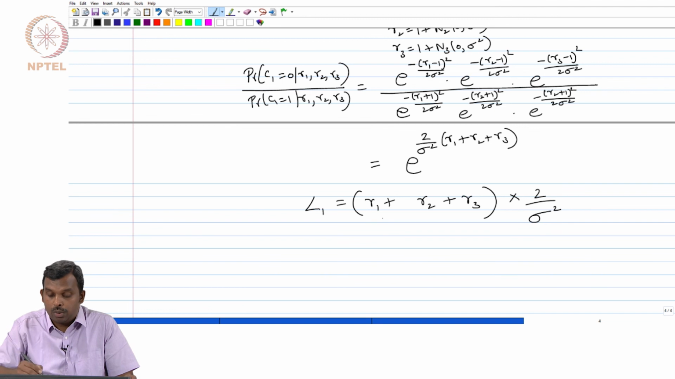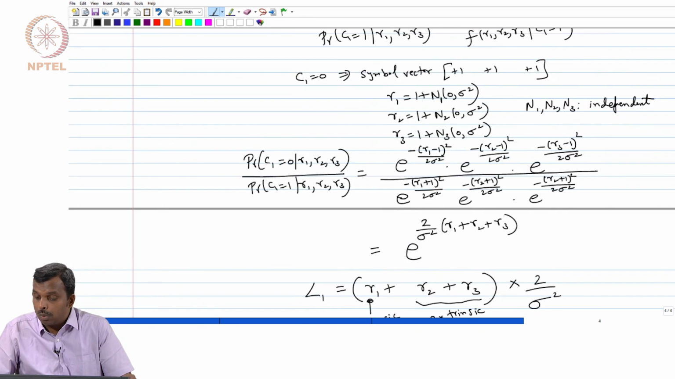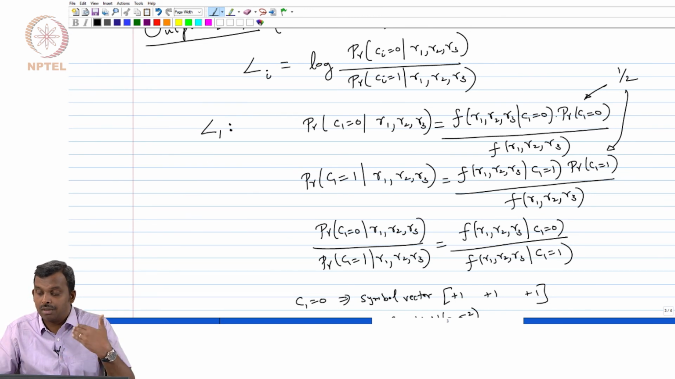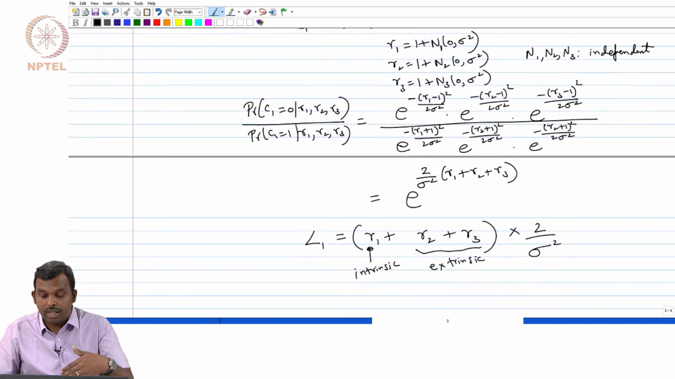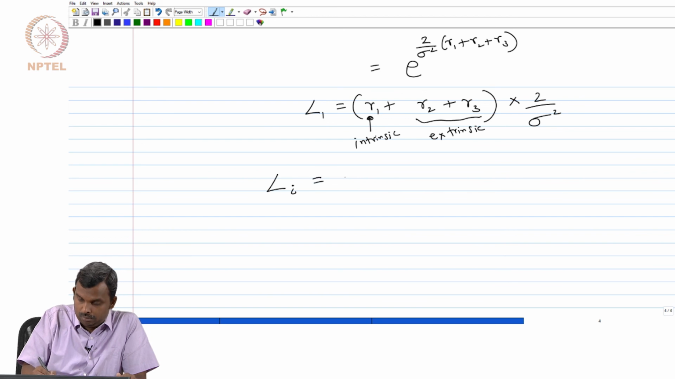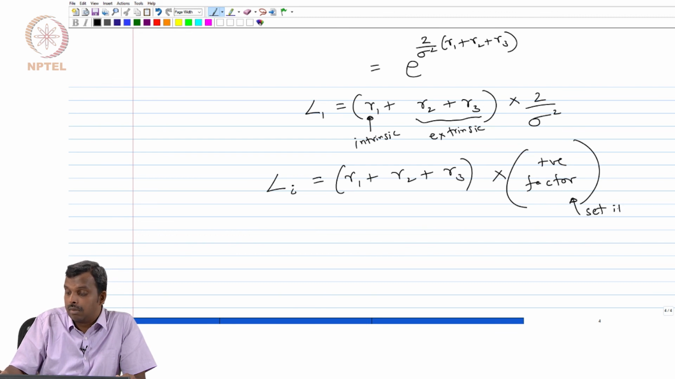Okay. So, clearly you can identify the extrinsic and intrinsic parts now. This is the intrinsic, these two are extrinsic. Go back and look at what I did, and if you want to put L2 instead of L1, you will get exactly the same calculation. Nothing will change, eventually L2 will also become the same thing. So, finally, one can write down that Li can be taken to be R1 plus R2 plus R3 times some positive factor, which, like I said, we will set as 1. We do not bother about that positive factor.